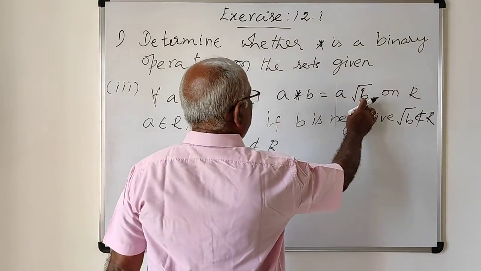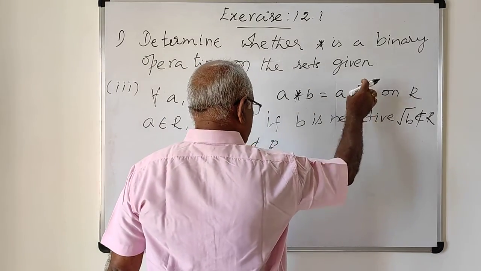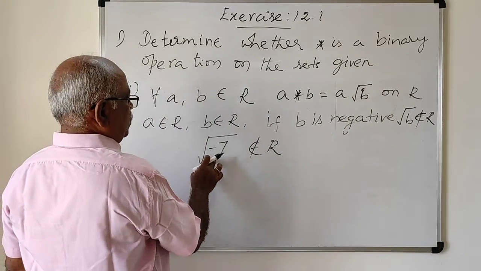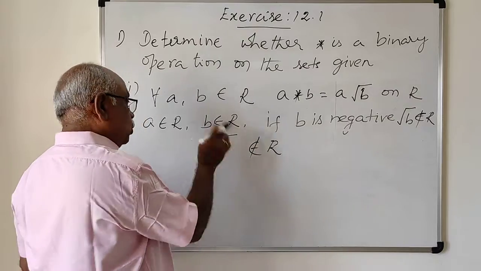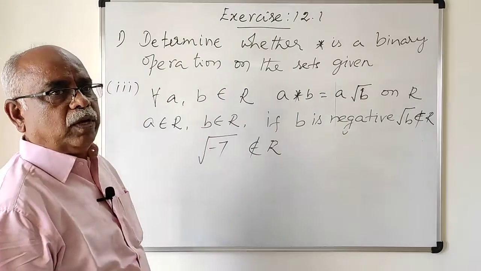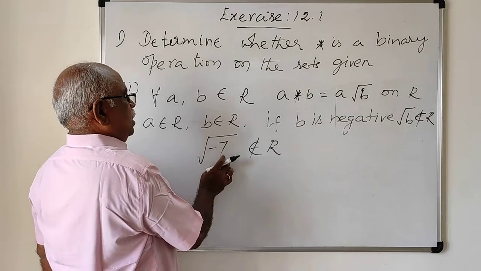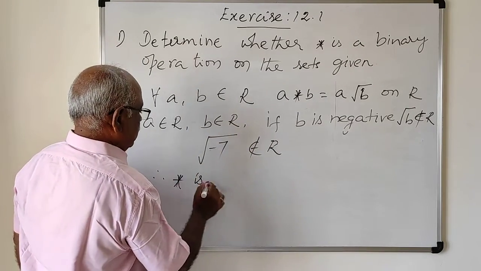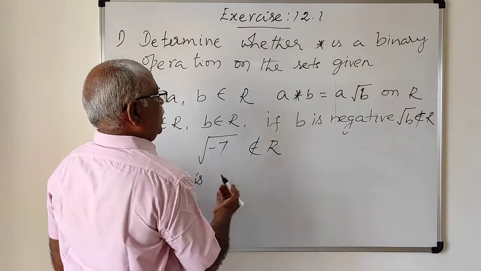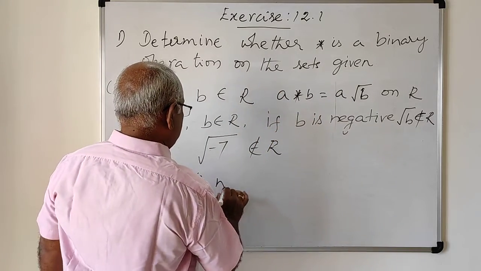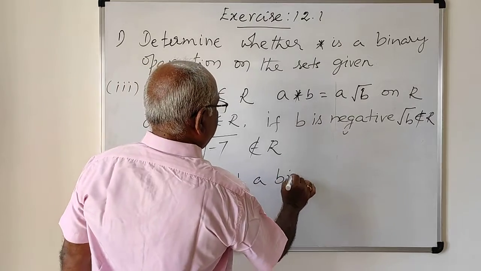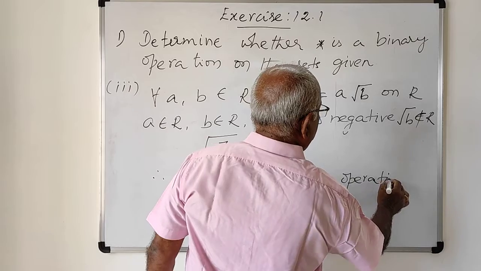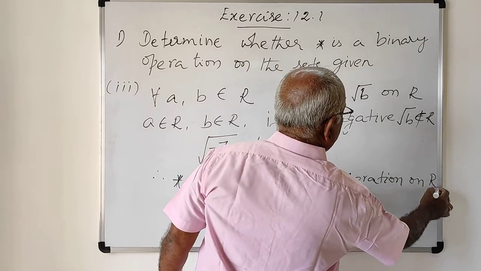Therefore, in A into root B, if B is negative, root of B is not in R. Square root of negative real numbers does not belong to the set R. Therefore, for this A star B equal to A into root B, star is not a binary operation on the set R.